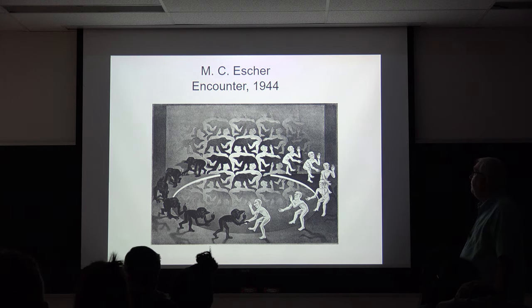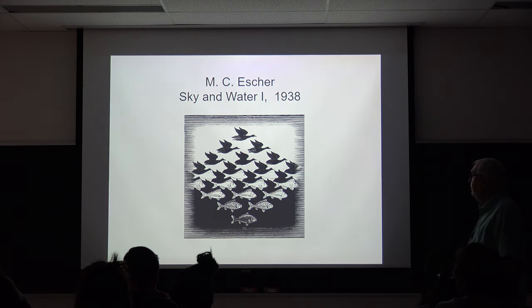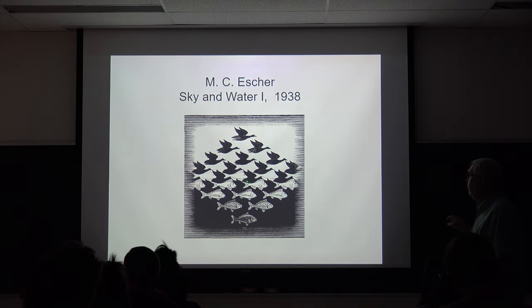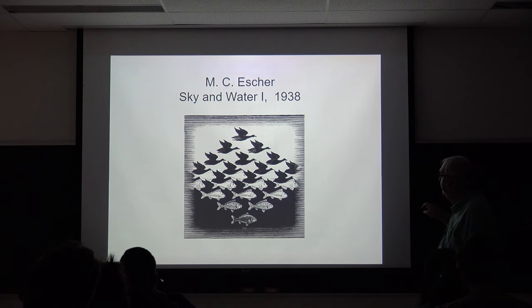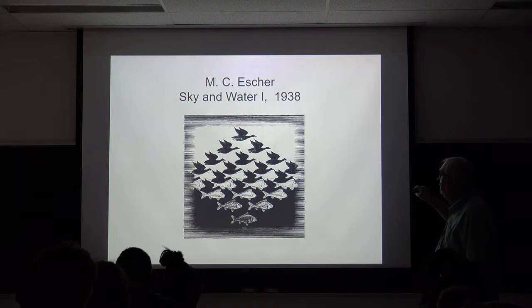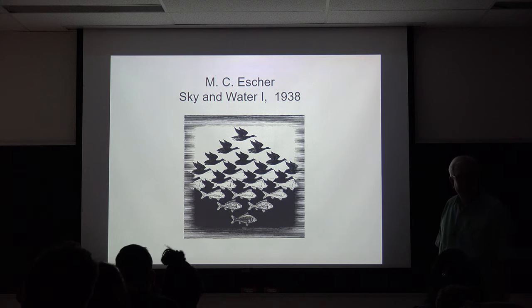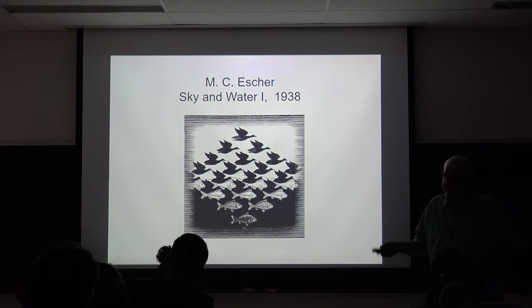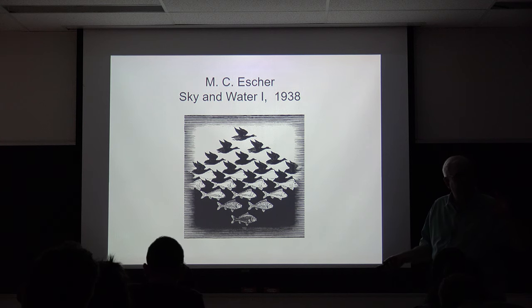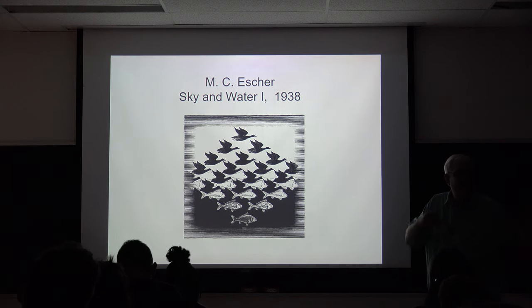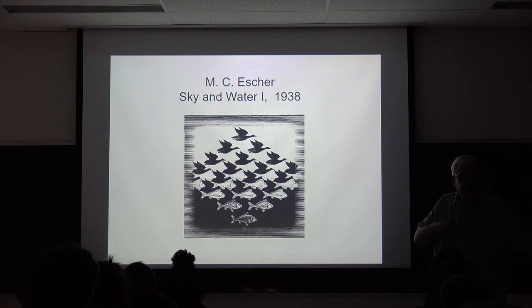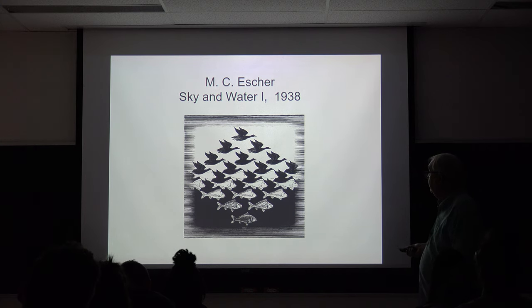Here's another example of Escher, again exploiting the tiling. This time it's fish and birds. If you look in the center here, you see the black birds and the white fish, and they're equally prominent in the center, but as you go up, the birds dominate, and as you go down, the fish dominate. So again, it's Escher playing with this notion of figure and ground and how you can emphasize one as figure, or emphasize the other as figure.